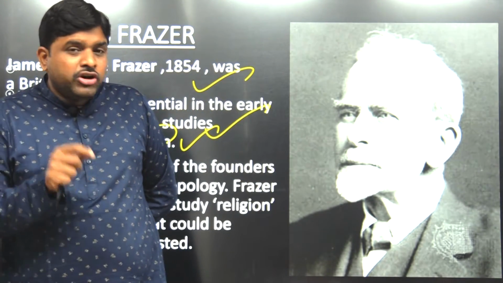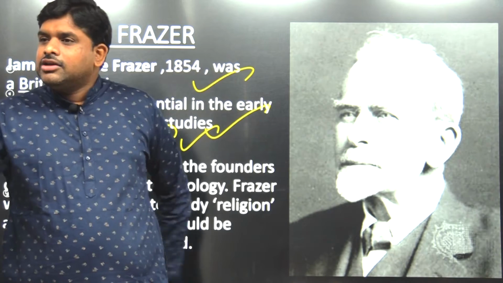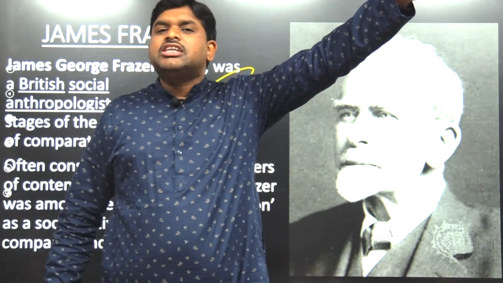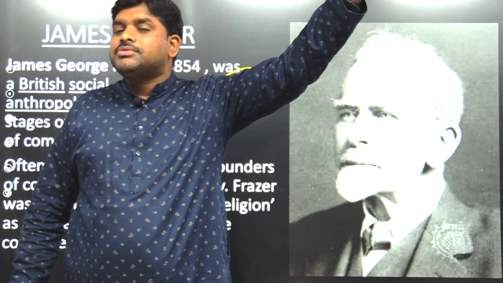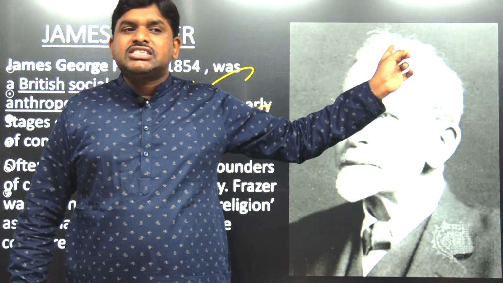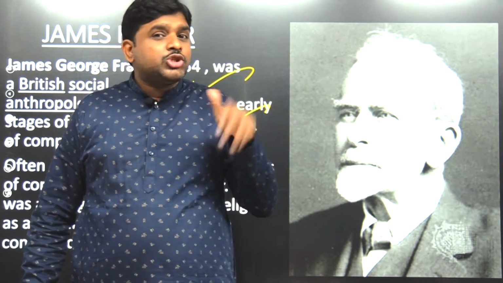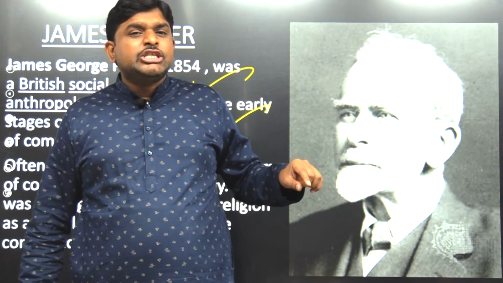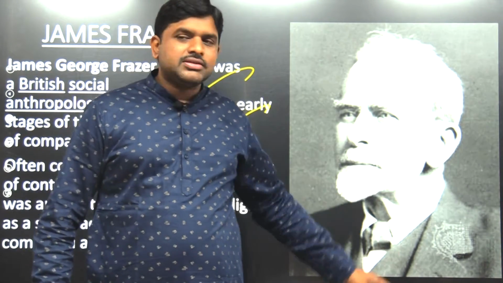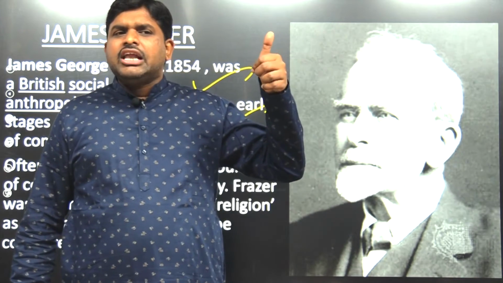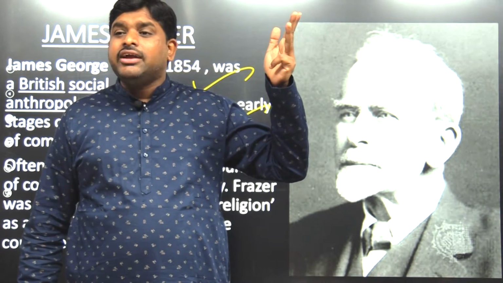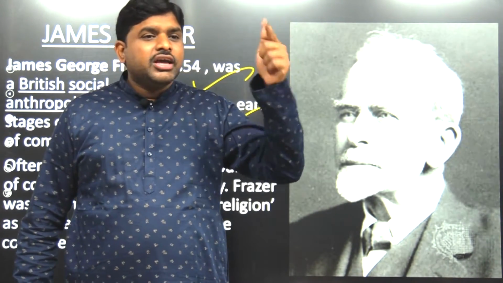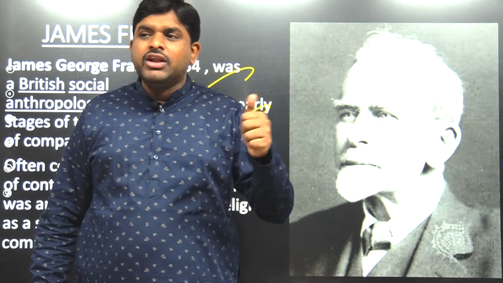So, he studied about religion in detail. Understand this: Henry Morgan studied in detail what? Kinship. James Fraser studied in detail what? Religion. So, what does the fifth unit talk about? Religion. So, which anthropologist will come? James Fraser. Second unit: culture, society, marriage, family, and one more is there. What is that? Kinship. In the second unit of kinship, who will come?